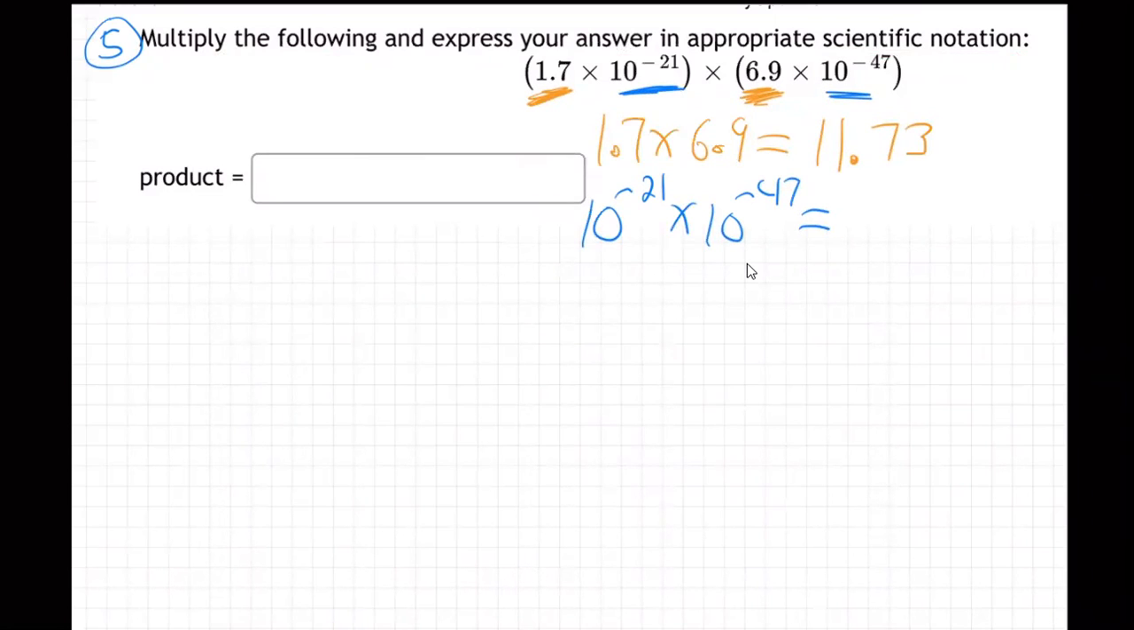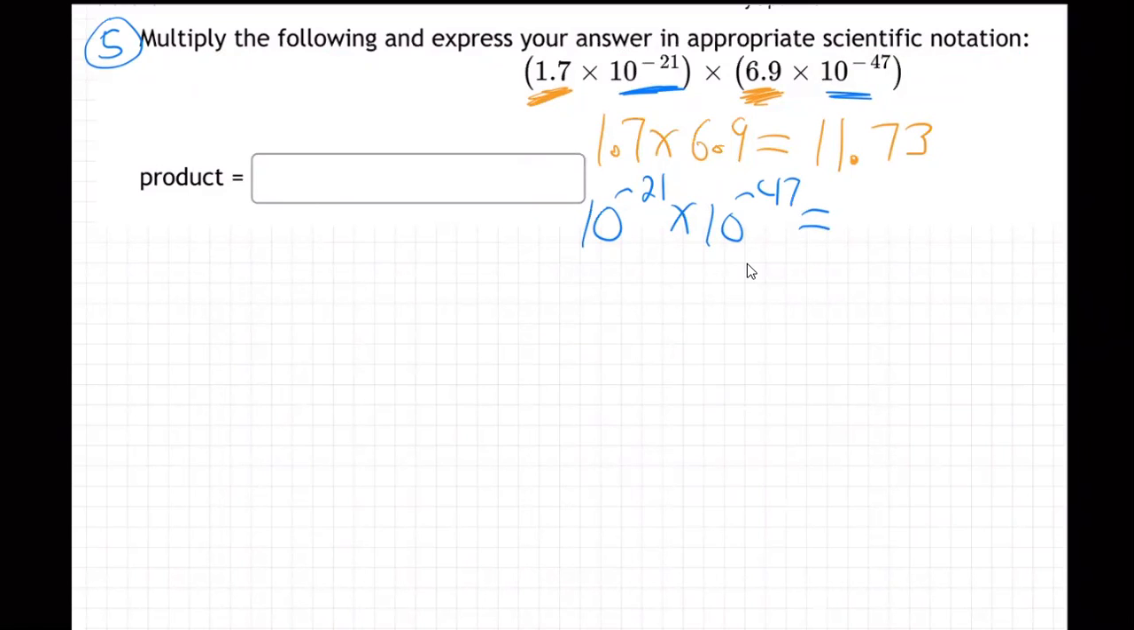Would you change those to like the decimals? Yeah, let's think about it. It's a good question. Let's think about it for a second over here on the side.